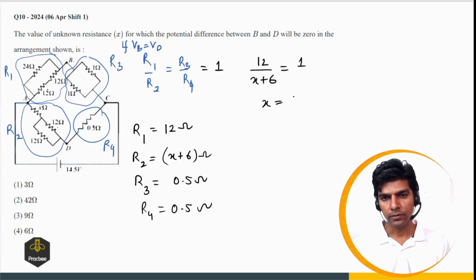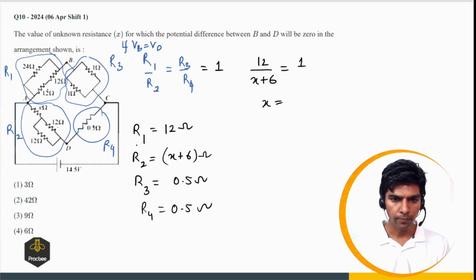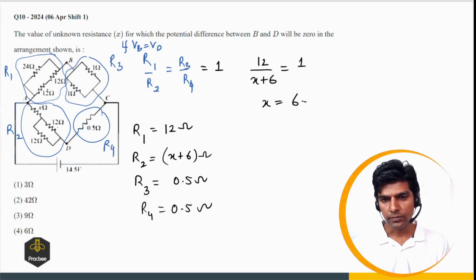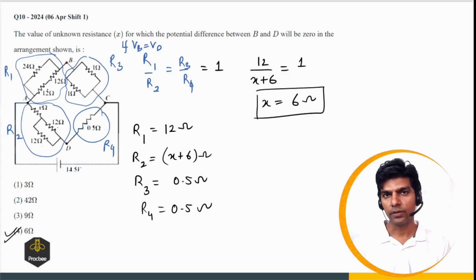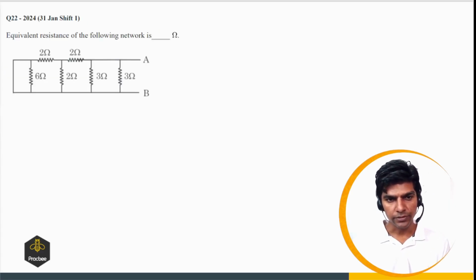So X plus 6, so this comes out to be 0.5 and this will be 0.5. Yeah, so this comes out to be 6 ohms. So option 4 is the right answer. Let us see the next question.